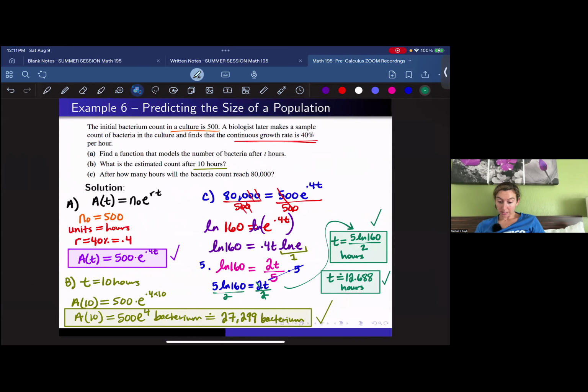Which, once again, makes sense, right? Because 10 hours in, we're at 27,000. It's crazy how just another 2.5 hours later, we bump up over 50,000 of bacteria to hit that 80,000 marker.